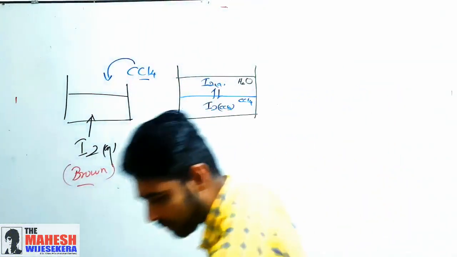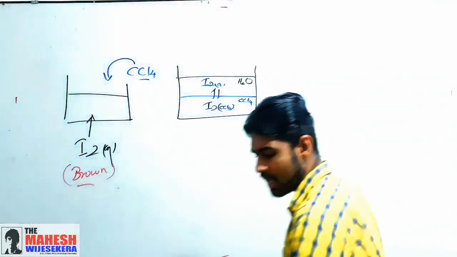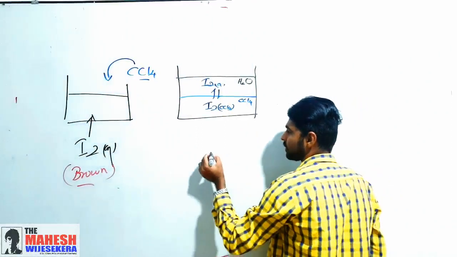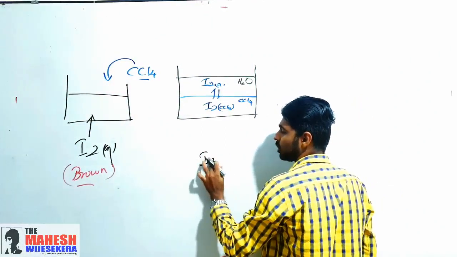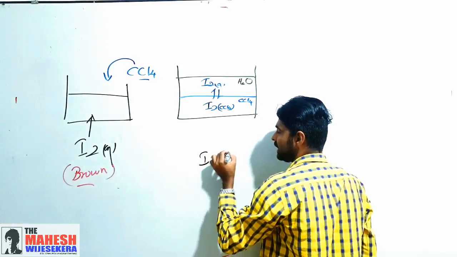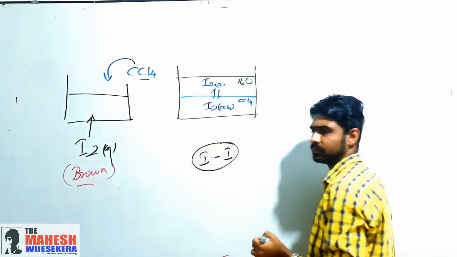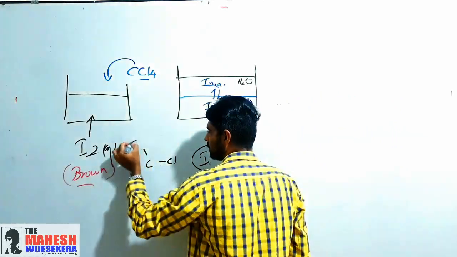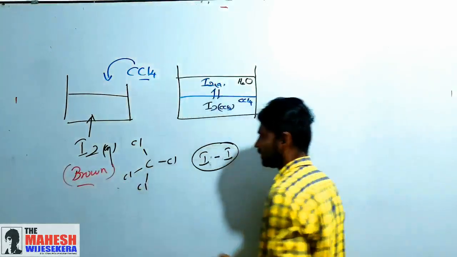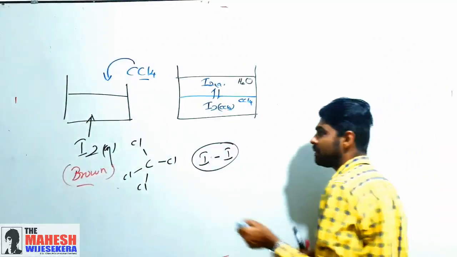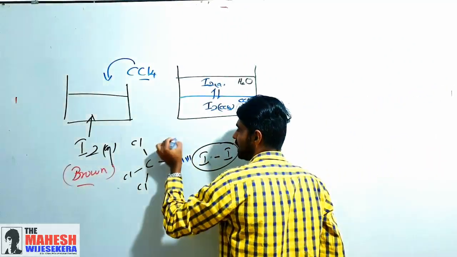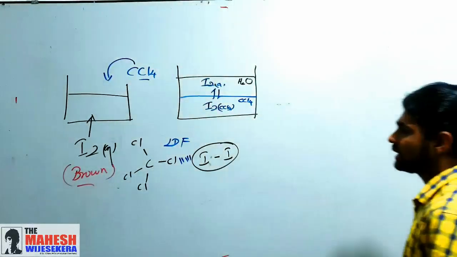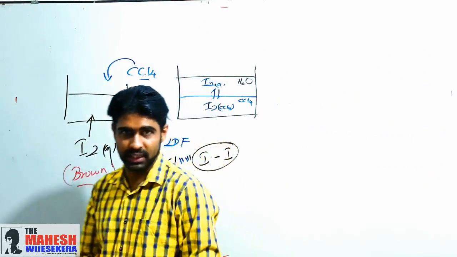How are these soluble? When you consider iodine, I2 is a non-polar molecule. How about CCl4? CCl4 is also non-polar. So in between we have London dispersion forces. As a result, iodine is soluble in CCl4.